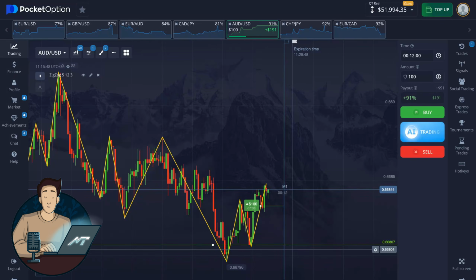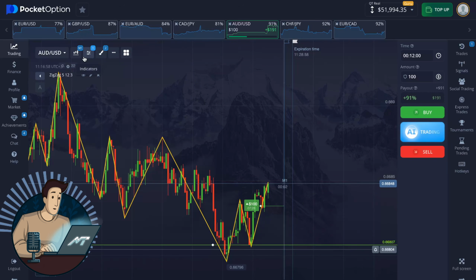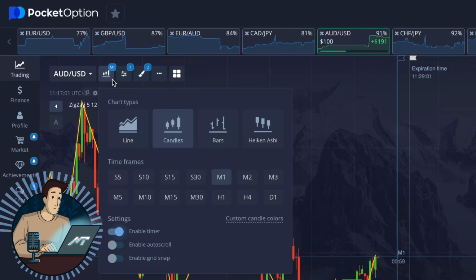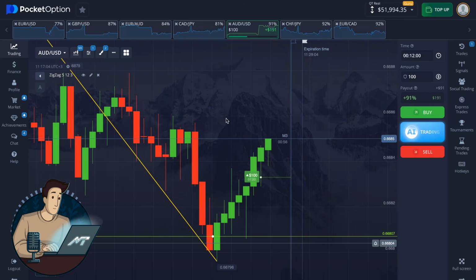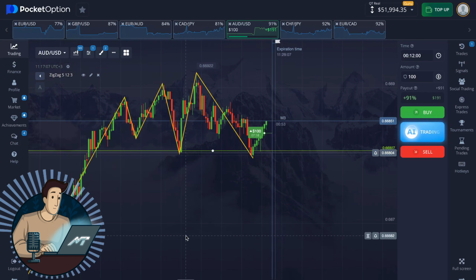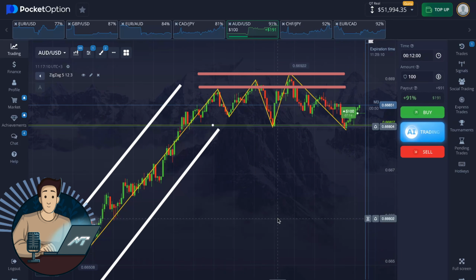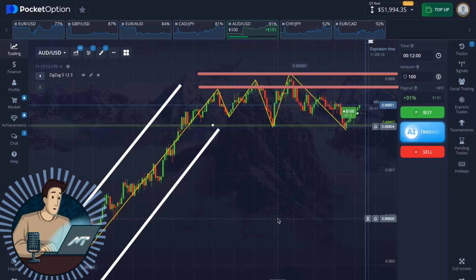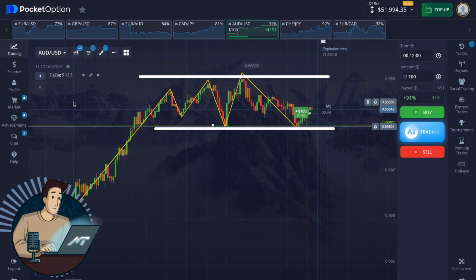Now, let's dive into a real trade example using the ZigZag indicator. On the 3-minute time frame, we observe the direction of the price movement today. Initially, there was a strong uptrend, after which the price reached this resistance area. The trend couldn't break through it, and the price shifted into sideways movement at this support level.